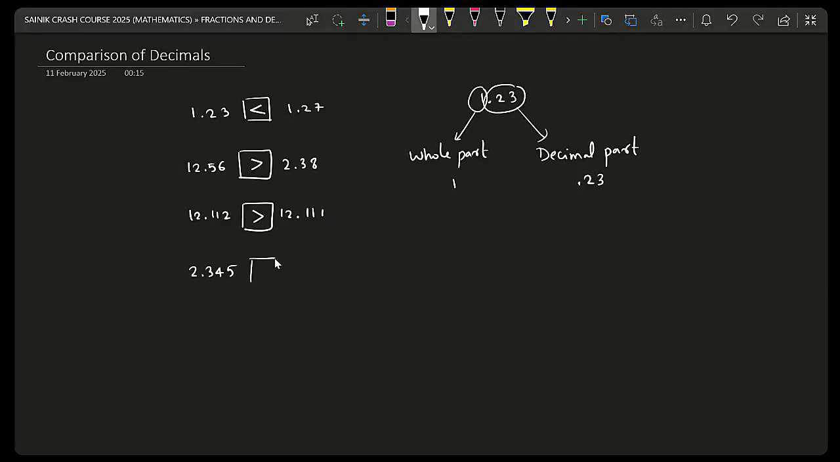2.345. I want to compare with 2.345. No, because all the digits are same, we can write that it is equal to. So this is the way we are going to compare between the decimals. Comparison is nothing but identifying which one is smaller and which one is greater, that's it. And you should remember what is the whole part of a decimal and what is the decimal part of a decimal. So copy these examples.